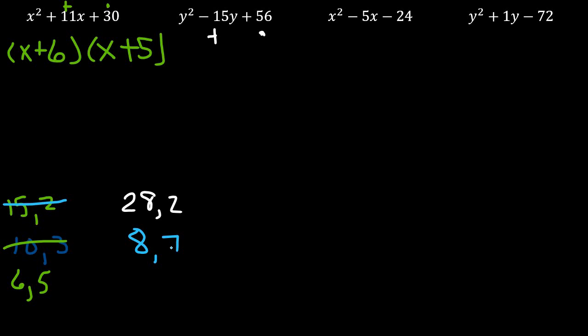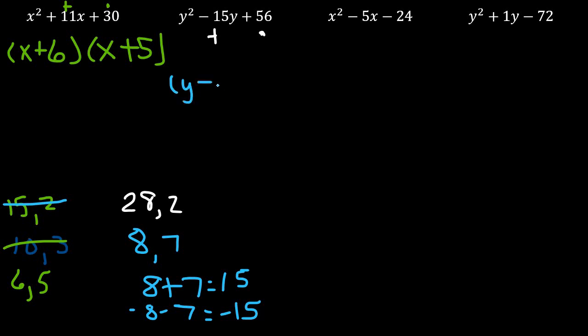8 times 7 is 56, and 8 plus 7 is 15, but we want negative 15. The way we can do that is by making both of them negative: negative 8 and negative 7. Negative 8 minus 7 is negative 15, and negative 8 times negative 7 is a positive 56. So that would be our answer, y minus 8 and y minus 7.